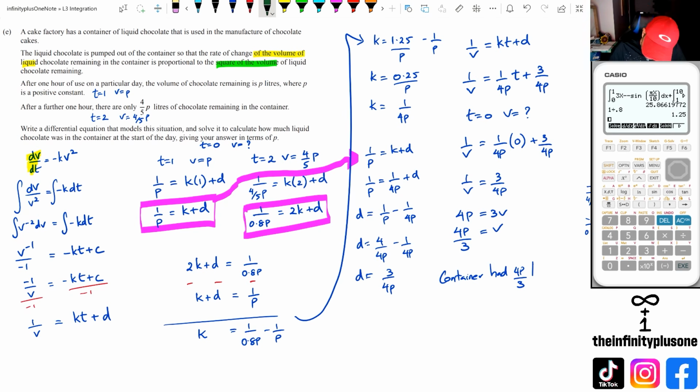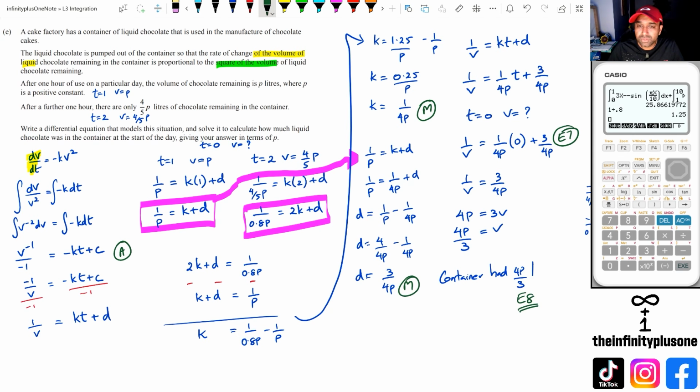Grades wise, achieved is getting to this part right here. Merit is finding k in terms of p, so somewhere here, or you could get 3 over 4p. Reaching stage 2 of the solution, up to here, can get you an E7. I'm trying to see where it is. And then E8 is the final part there.